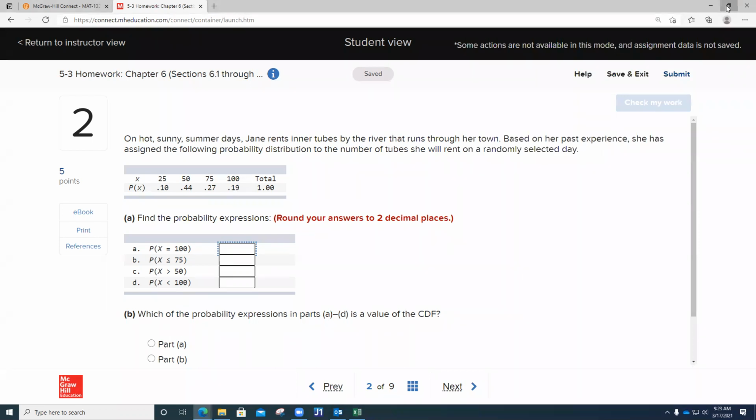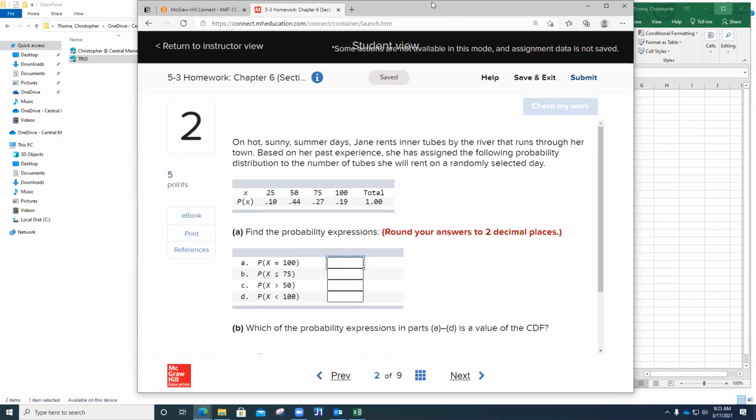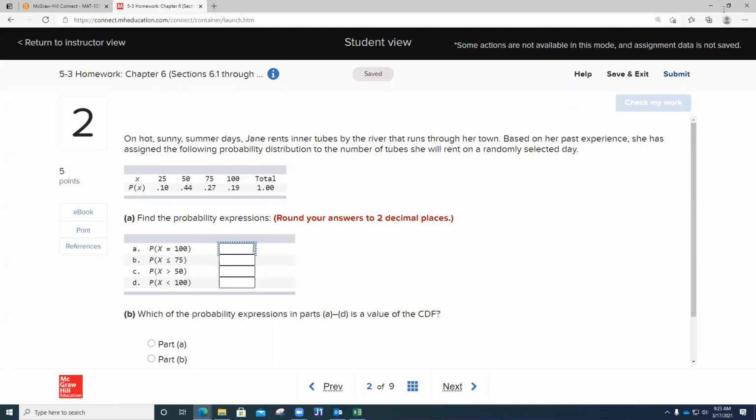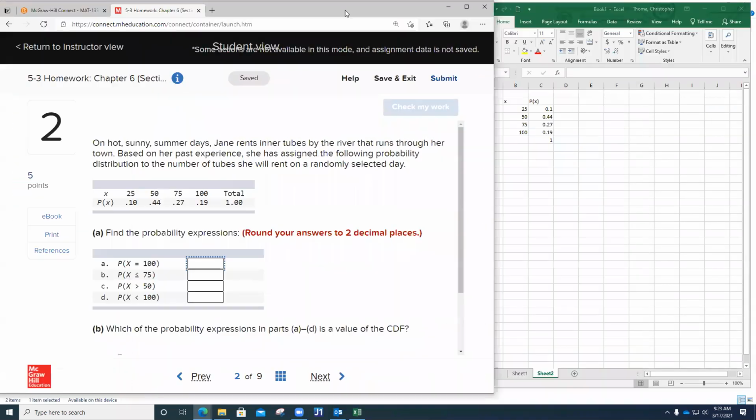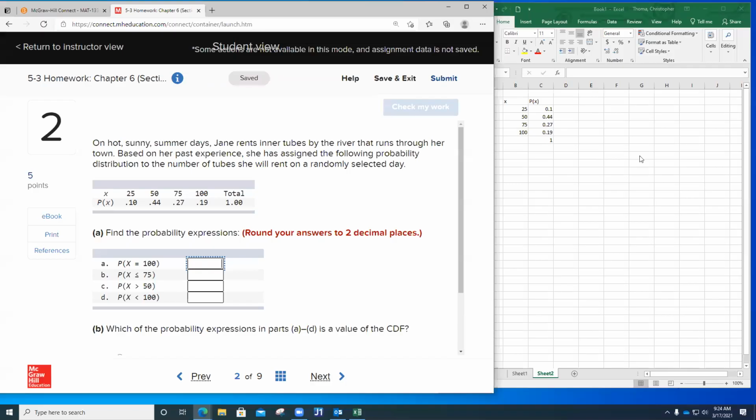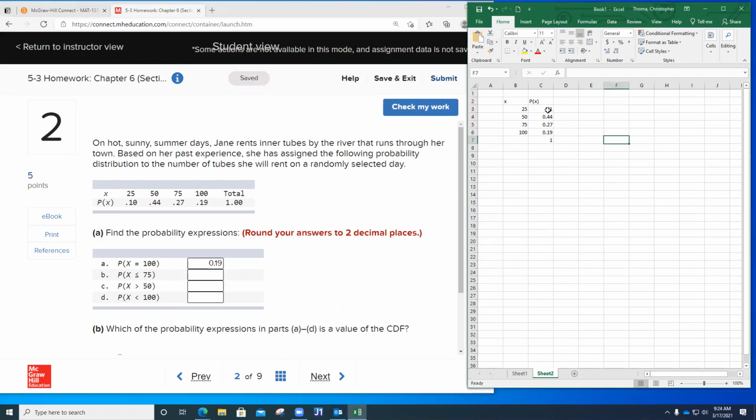So let's make this a little bit smaller so you can see both. All right, so now we can see both. So that is just going to be 0.19. So this one is x is less than or equal to 75. So you want to add up the numbers 75 and less. So I can highlight those. And you can see here at the bottom, it says the sum. So that's 0.81. You could also take the complement when you do 1 minus 0.19.